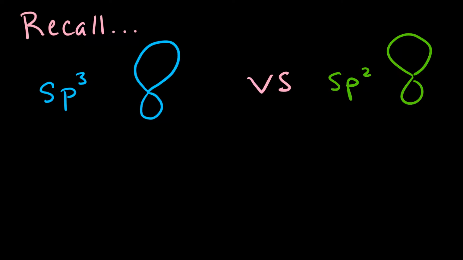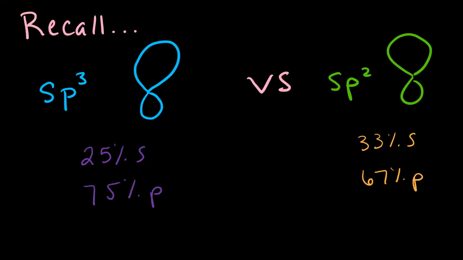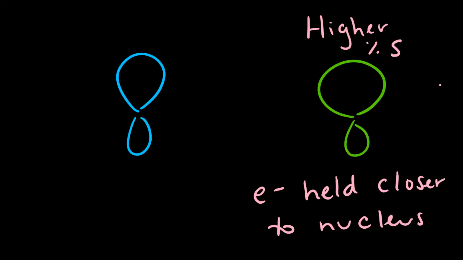Recall that the difference between an sp3 hybridized carbon and an sp2 hybridized carbon is the percent relative S and P characters. So sp3 hybridized carbons are 25% S and 75% P, where sp2 orbitals are composed of 33% S and about 67% P character. Since s orbitals do not have a node at the nucleus like p orbitals do, the higher the percent s character that a given orbital has, the closer the electrons are held to the nucleus.